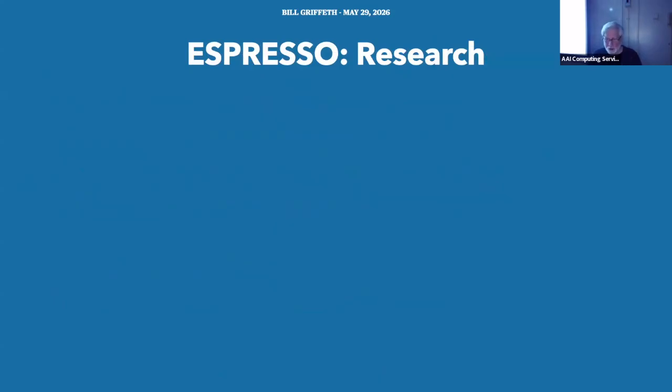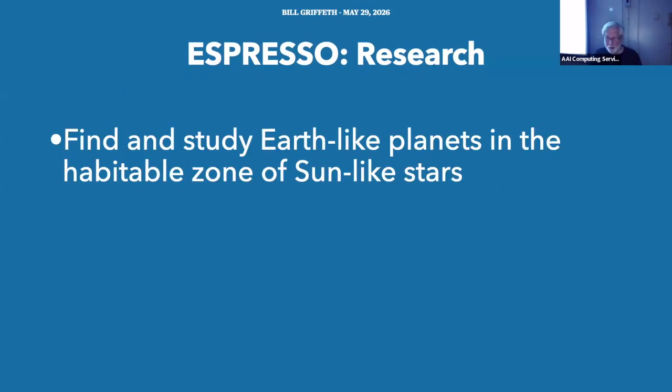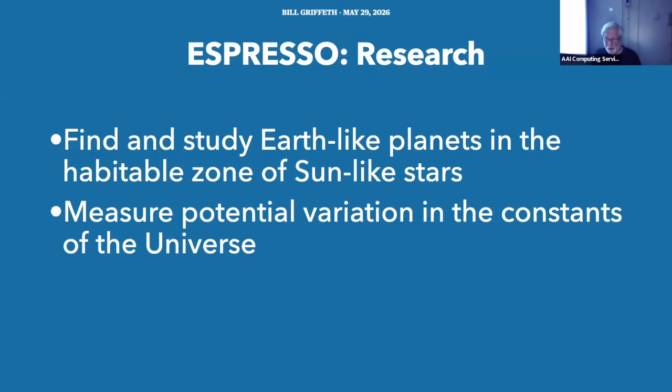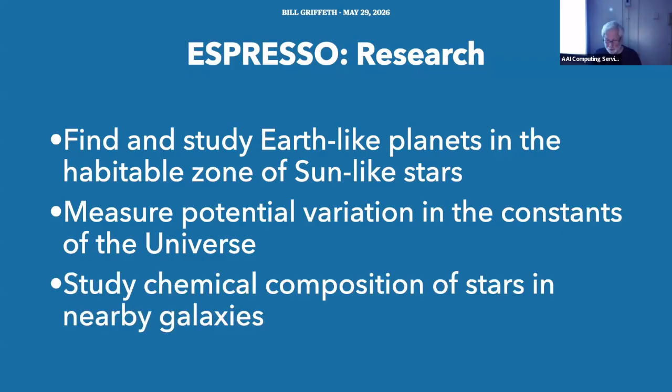Well, ESPRESSO has 3 purposes, actually. The first purpose is to find and study Earth-like planets in the habitable zones of sun-like stars. But another purpose is to measure potential variations in what are currently thought to be physical constants of the universe, such as the ratio of the masses of the proton and the electron. A third purpose is to study the chemical composition of individual stars in nearby galaxies.